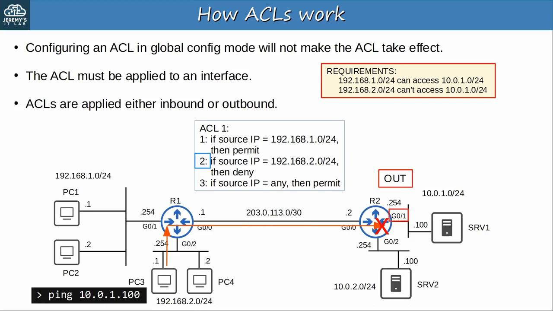What if PC1 in 192.168.1.0/24 tried to ping server 1? Before forwarding the packet out of its G01 interface, R2 will check the ACL. If the source IP is in 192.168.1.0/24, then permit. The source is 192.168.1.1, so the packet is permitted and R2 forwards it to server 1. Both requirements have been satisfied, and there is no effect on other traffic.